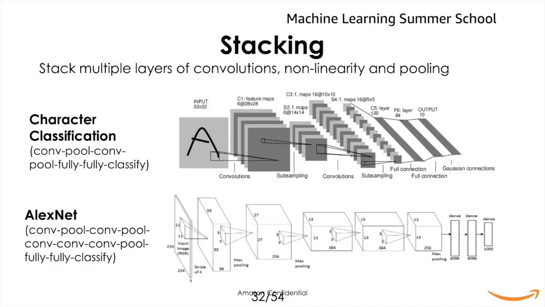And then again, another block of convolution, max pooling, non-linearity, and max pooling, and another, and finally three fully connected layers. Similarly, in AlexNet, you have 1, 2, 3, 4, and 5 convolutional, nonlinearity and pooling blocks, followed by three fully connected layers.